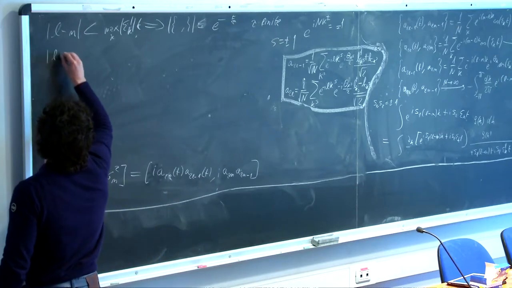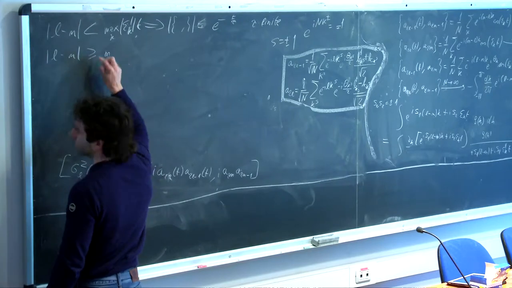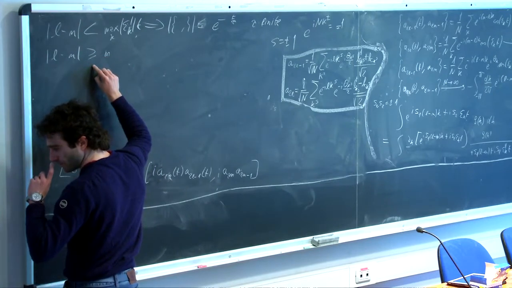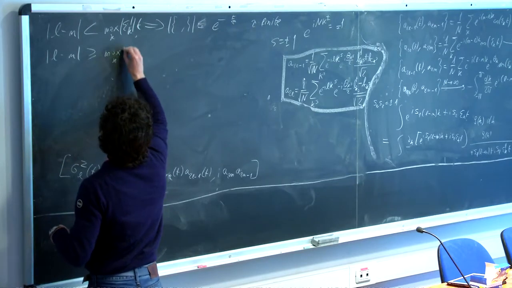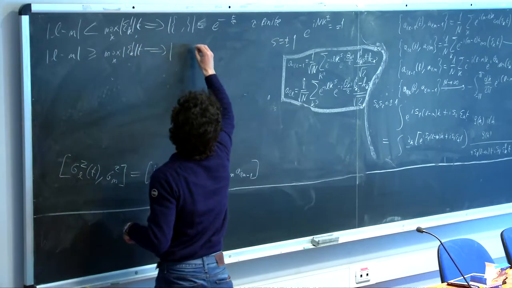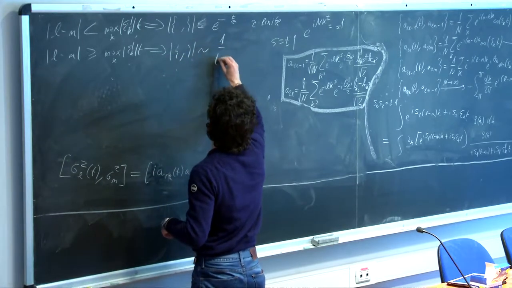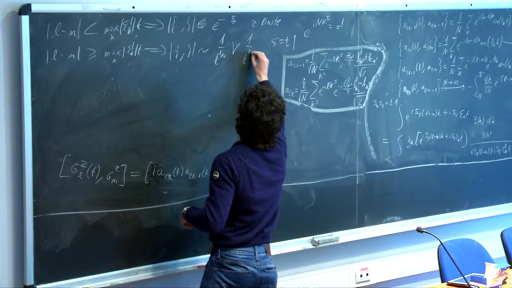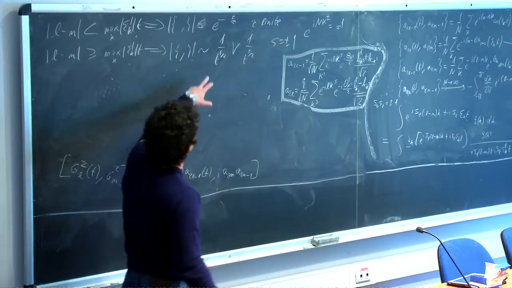If instead L minus n is larger than the max over k of epsilon prime k times t, then you have that this anticommutator behaves like 1 over t to the 1/2 or 1 over t to the 3/2, depending on the cases. Anyway, power laws.